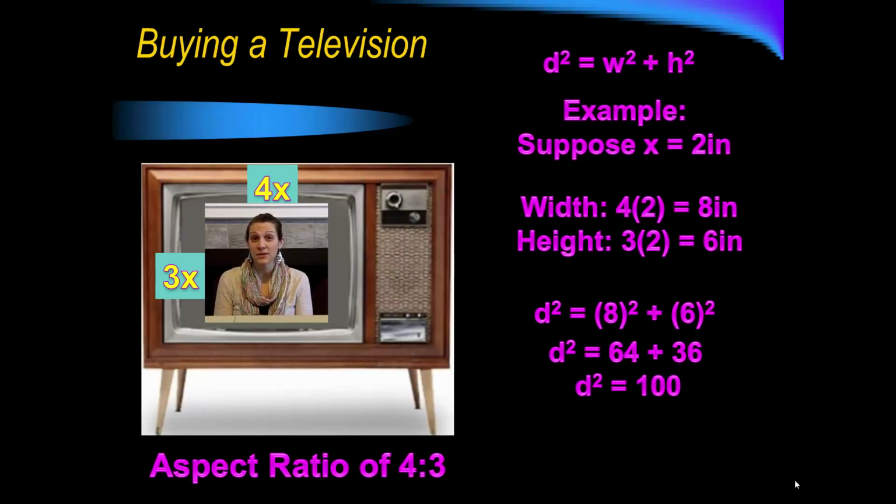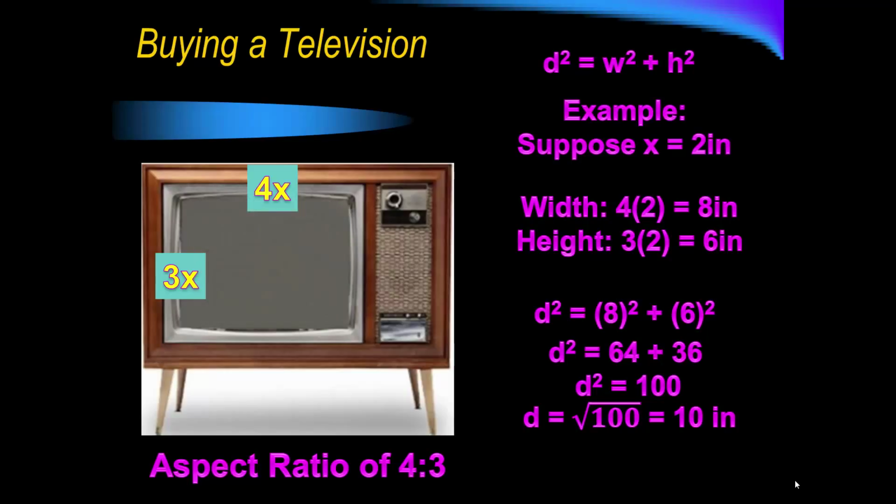The next thing we want to do is get rid of that square. The inverse of squaring something is square rooting, so we're going to take the square root of both sides. The square root of d squared leaves us with d. For the square root of 100, you have to think what number times itself gives us 100. In this case, it's 10 inches. So if we had a TV with a width of 8 inches and a height of 6 inches, the diagonal measure would be 10 inches. So you'd be walking into the store saying, I'd like a 10-inch TV.